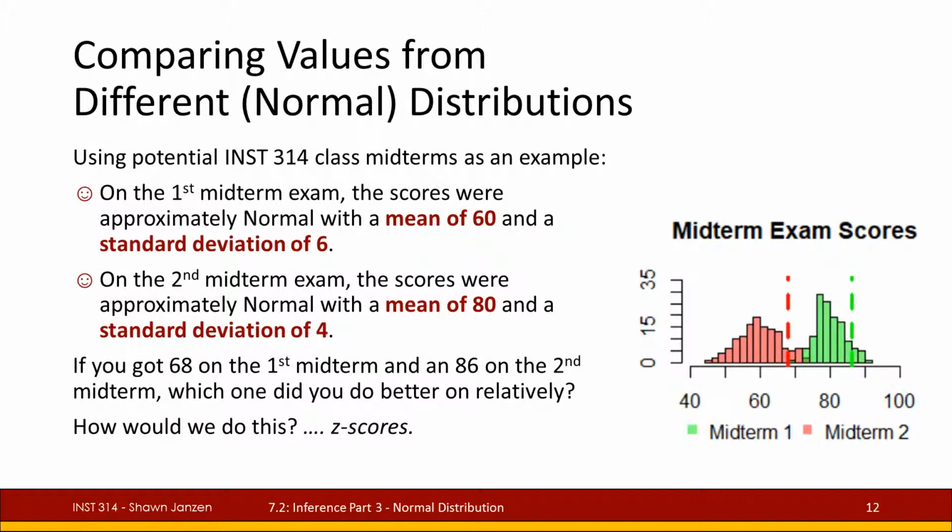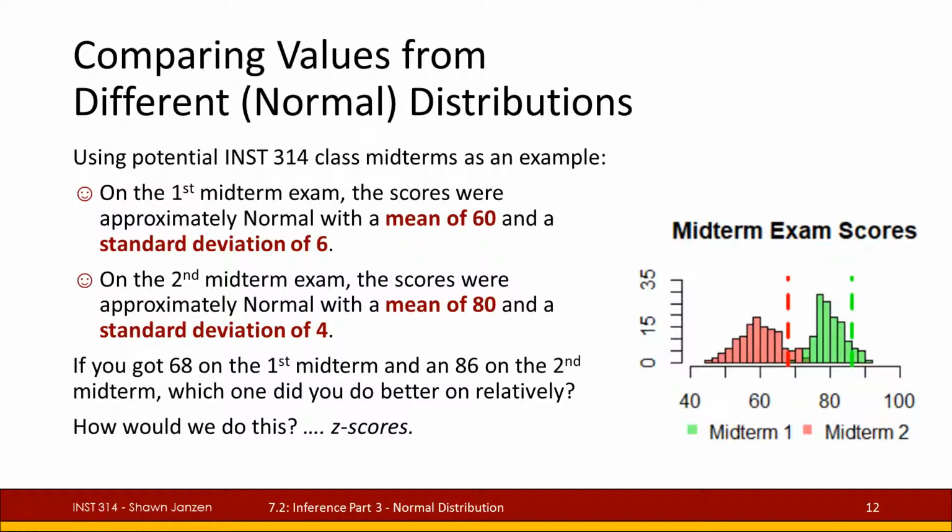So let's see how we can take some of the values you might get from actual data and compare them to normal distributions. Let's use as a case example the statistics class we're in, and we could use a midterm perhaps from a previous term. On the first midterm exam, the scores were approximately normal with a mean of 60 and a standard deviation of 6. On the second midterm exam, we could say that these scores had a mean of 80 and a standard deviation of 4. They're on the plot here on the screen; the first one is in green, the second one is in red. Actually, I think I've got my colors a little bit backwards. I think the red one's supposed to be the first midterm and the green one's supposed to be the second.